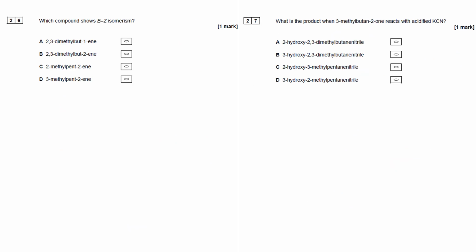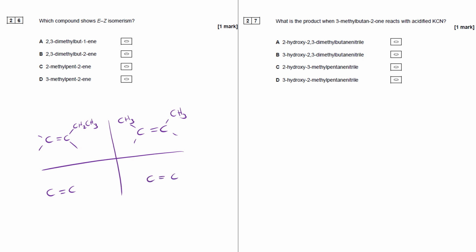Question 26. Which one shows EZ isomerism? So we've got 4 different alkenes here. We've got A and B, which are but-1-ene and but-2-ene. If it's but-1-ene, we're going to have this. If it's but-2-ene, you've got a CH3 on each side. So I'm just drawing the carbon chains now. We'll add the methyl groups in a minute.